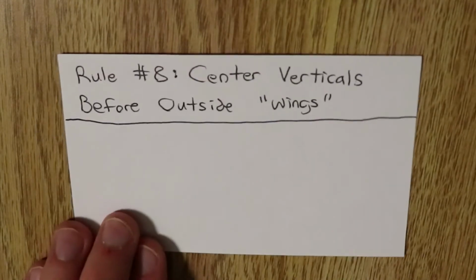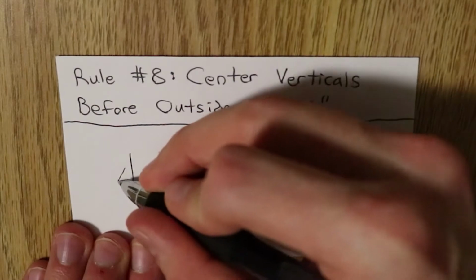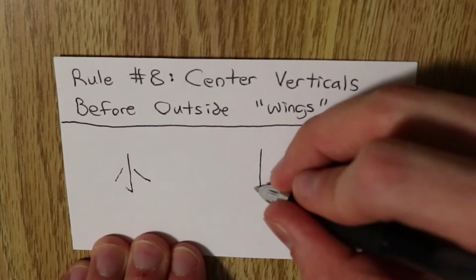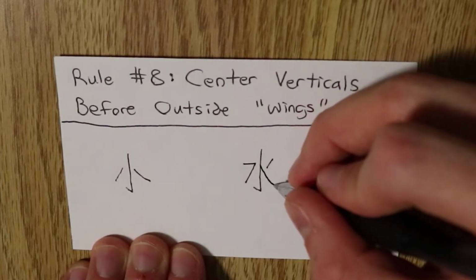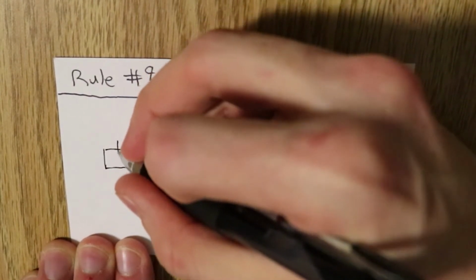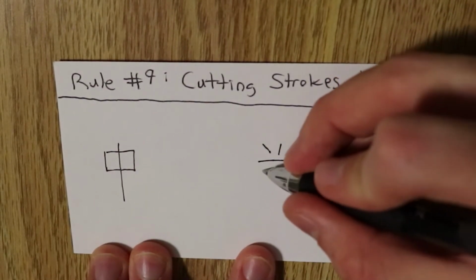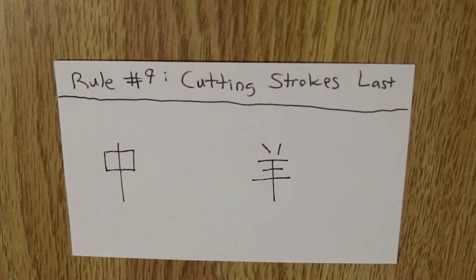Rule number 8 applies to characters that have vertical strokes and also these outside facing strokes alongside them. We're calling the rule center verticals before outside wings. As some examples here, we have xiao and shui. The 9th rule is referred to as cutting strokes last. So we have as an example here, zhong. Essentially, you write out the square there and then write the vertical stroke that goes through it vertically there. As another example, we have yang.